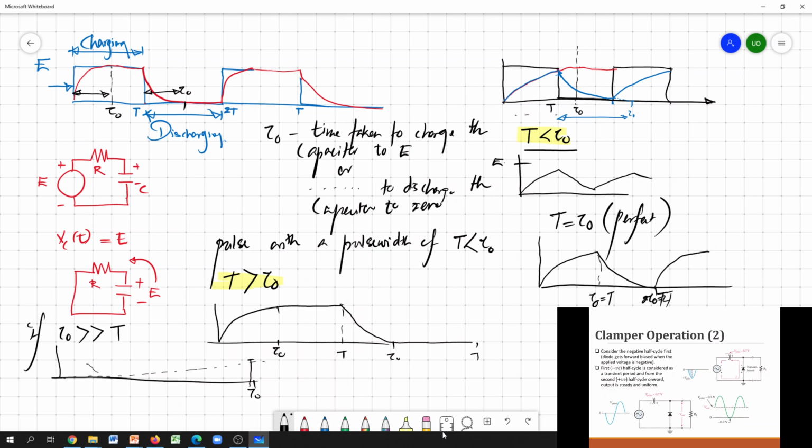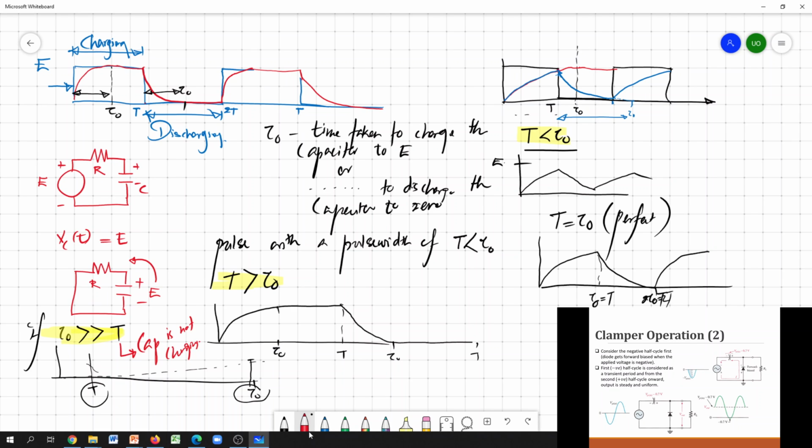If your t is somewhere like here, and your tau naught is somewhere like here, we can claim that in this situation, during this cycle, the capacitor is not charging. So during this period, the capacitor is not charging.